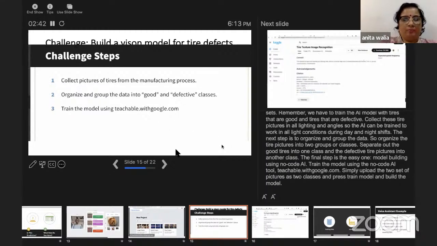Now, how do you get these tire images? It's not possible to get these images on your own.